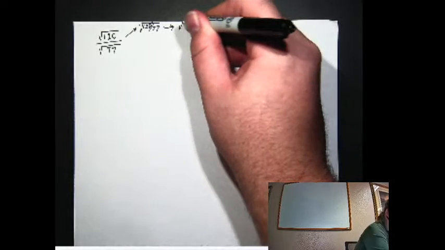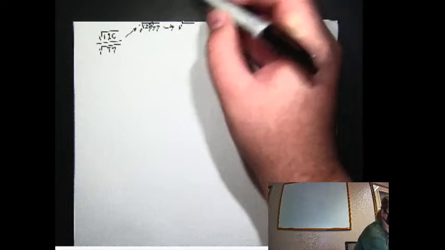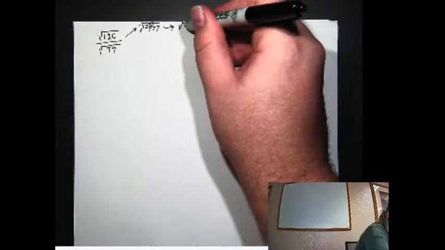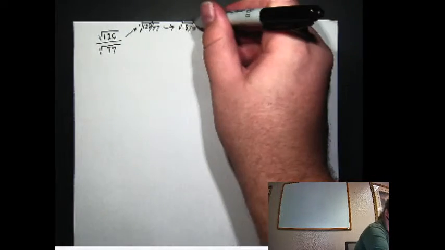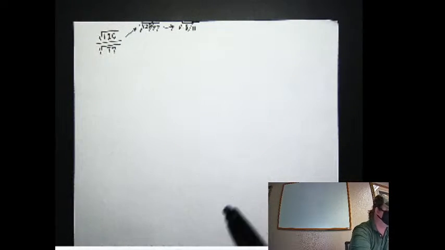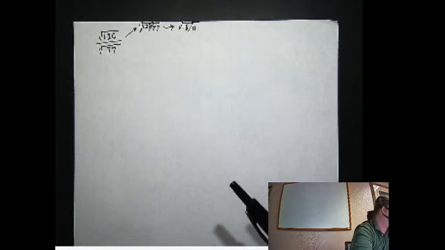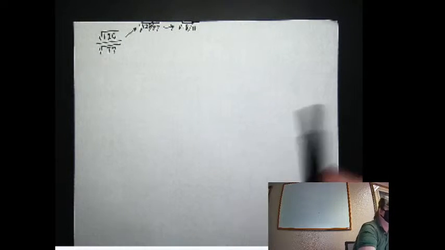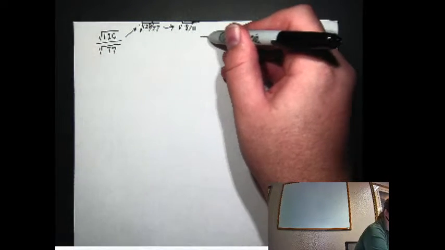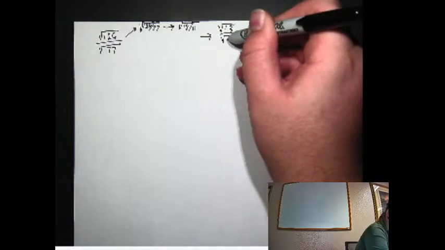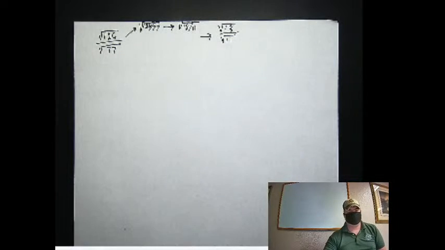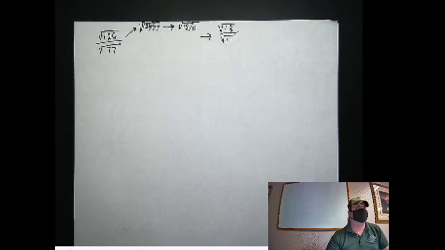So we can make this into, let's see, 126 divided by 7 is 18, and 77 divided by 7 is 11. So we have 18 over 11. Can they be further simplified? No, they can't. So what this gives us is square root of 18 over square root of 11. Okay, well, can we take the square root of 18 and can we take the square root of 11? No.